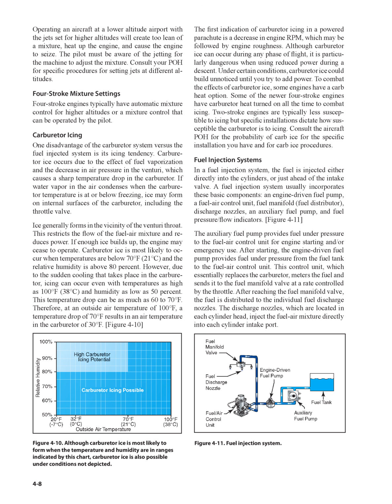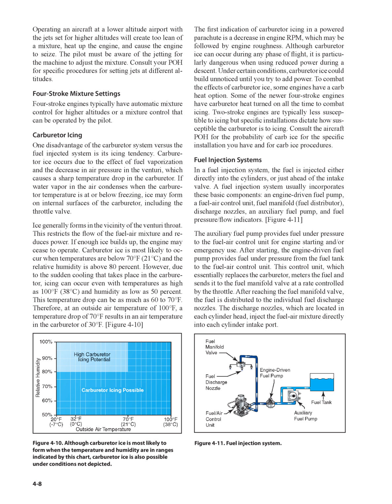If water vapor in the air condenses when the carburetor temperature is at or below freezing, ice may form on internal surfaces of the carburetor, including the throttle valve. Ice generally forms in the vicinity of the venturi throat. This restricts the flow of the fuel-air mixture and reduces power. If enough ice builds up, the engine may cease to operate.